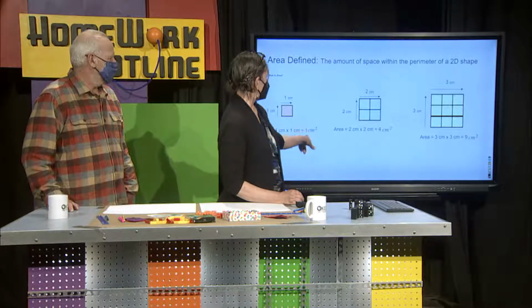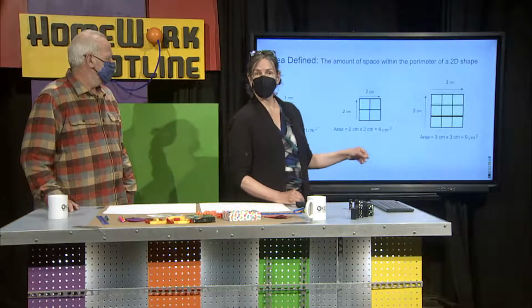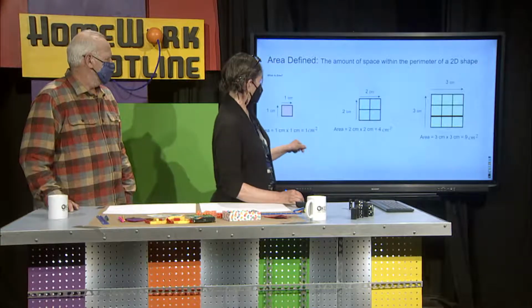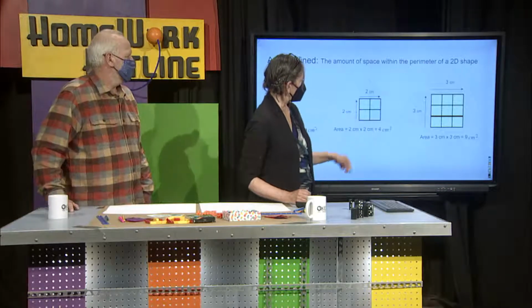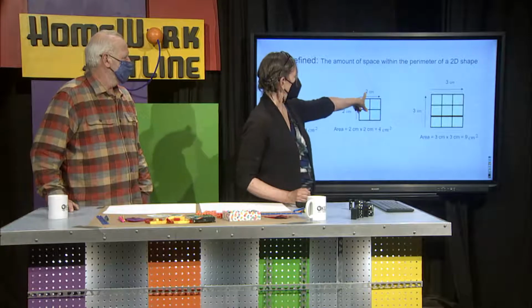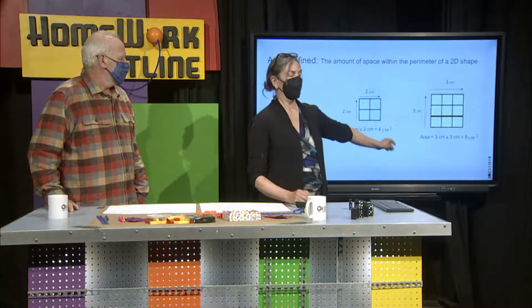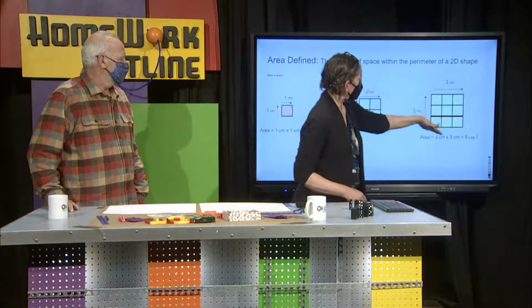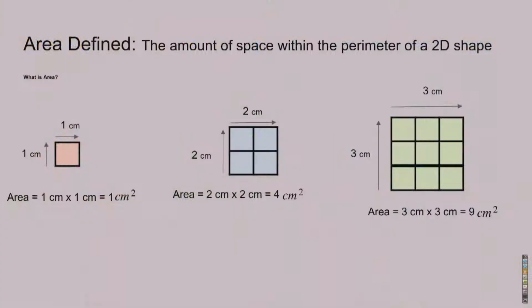And you'll notice that the unit of measurement in area is squared. So we have 1 centimeter squared. And here we have another square. It has 4 different 1 centimeter squares in there. So 2 centimeters multiplied by 2 centimeters equals 4 centimeters squared. And then I just expanded that, going to a 3 by 3 centimeter square, and that equals 9 centimeters squared. Nice.